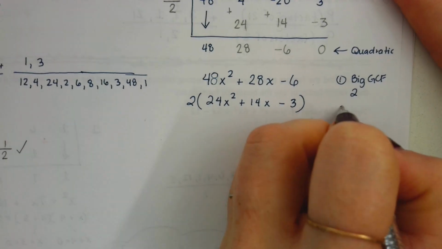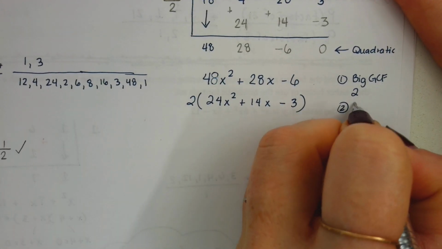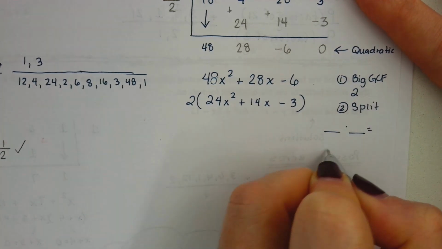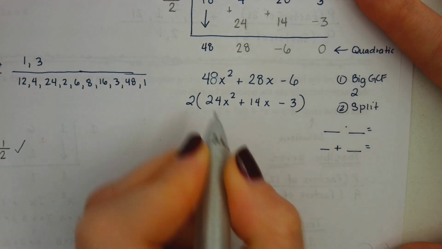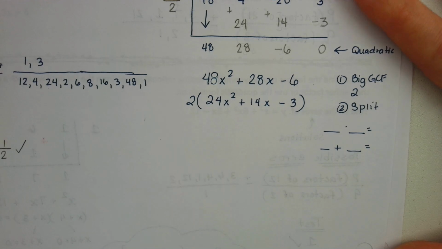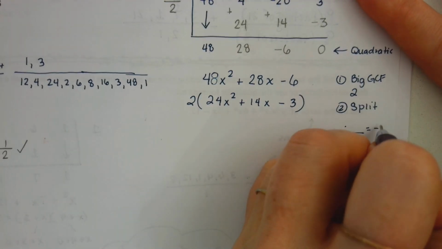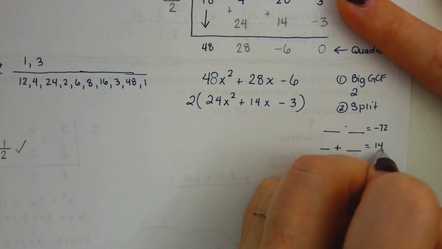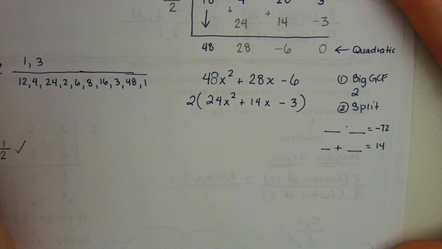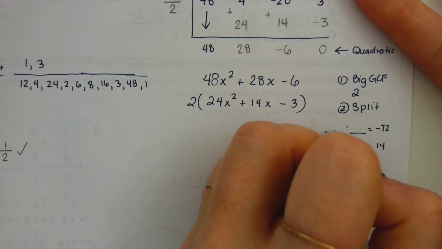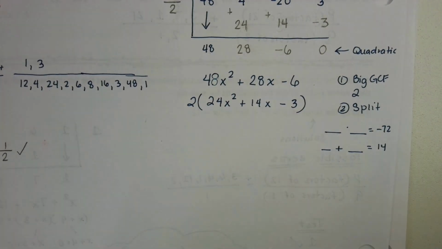Okay. Now we got to do some factoring here, a little split the middle factoring. We need two numbers that multiply to the a times c. What is a times c? Negative 72? No one likes saying the word negative. And they also need to add to 14. Anyone know them? 18 and 4? 18 and negative 4?